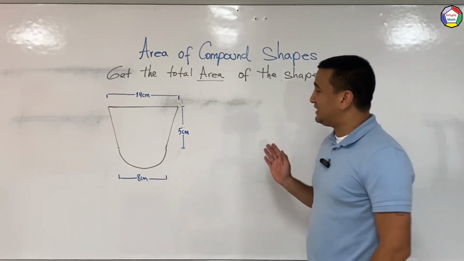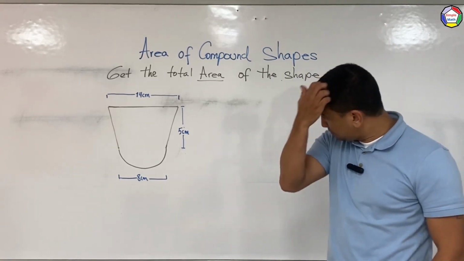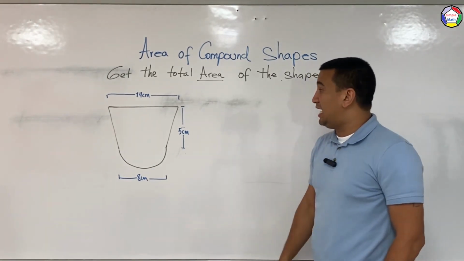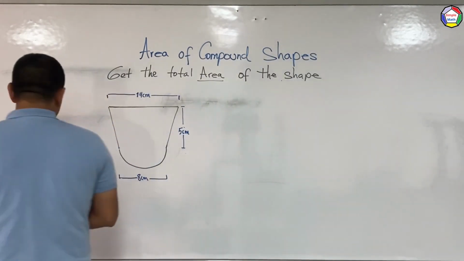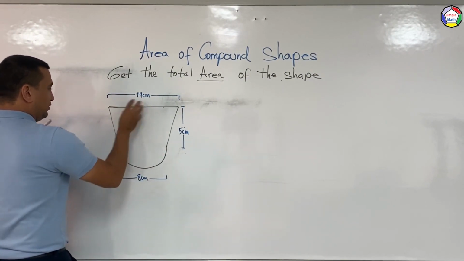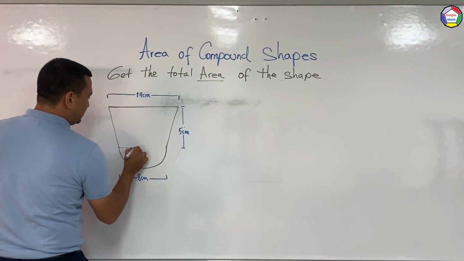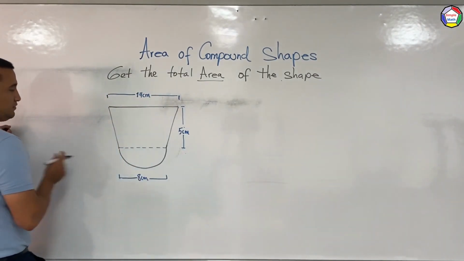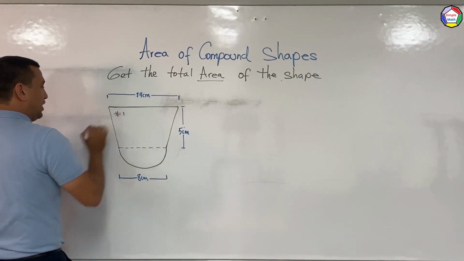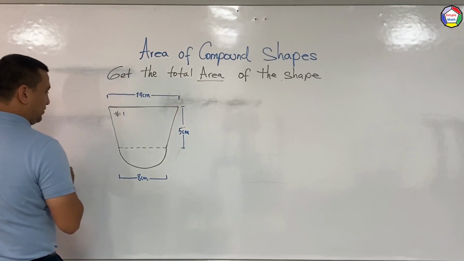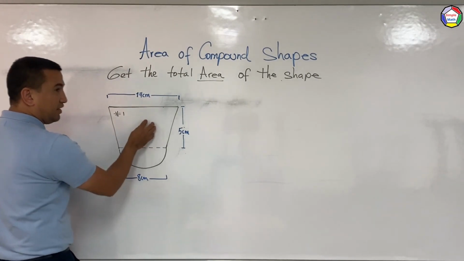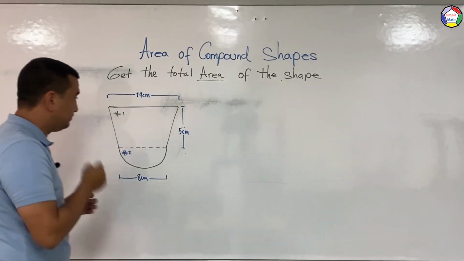What I usually do is cut the shape into two parts to make two different plane shapes. I'm going to divide this shape into two parts. It looks like a circle and a trapezoid. This is half of a circle and this is a trapezoid. I'm going to call this shape number 1 and this shape number 2. So let's calculate the area of shape number 1 and the area of shape number 2.